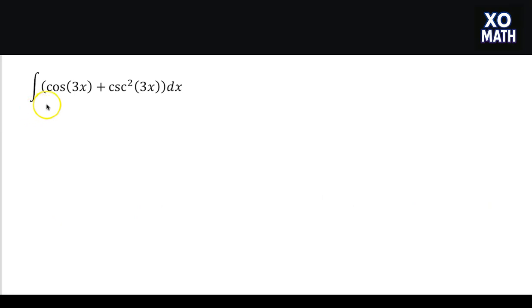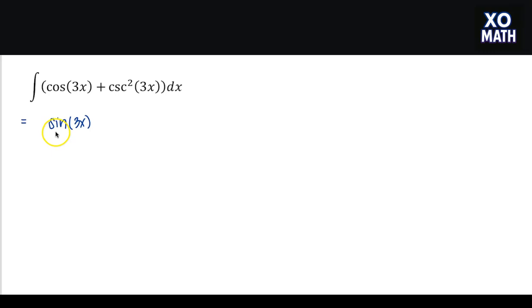Here I have the integral of cosine 3x plus cosecant squared 3x dx. Since they're added, we can look at each one individually. So the antiderivative of cosine of 3x. Well, I'm going to start by finding the antiderivative of cosine is sine. So I'm going to have sine of 3x.